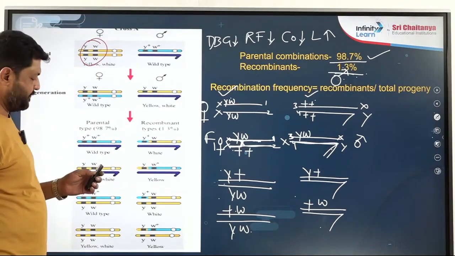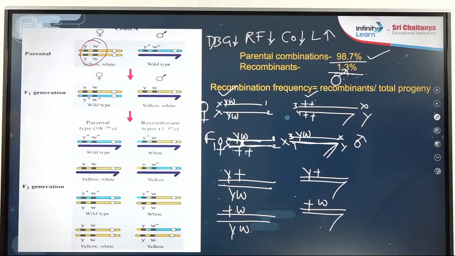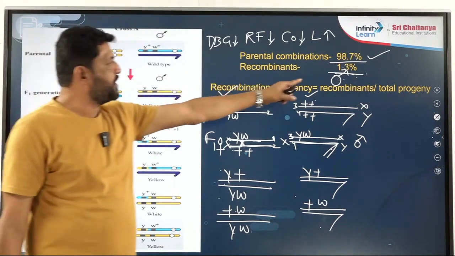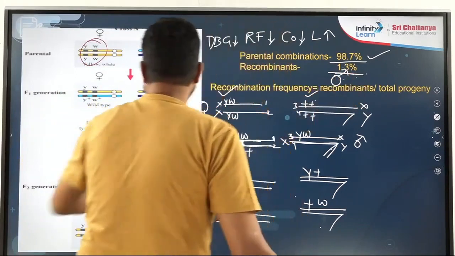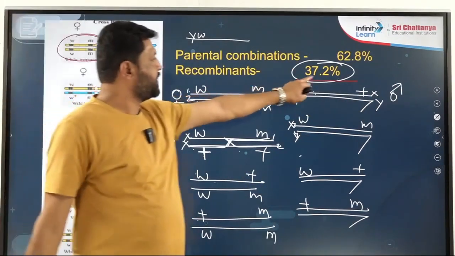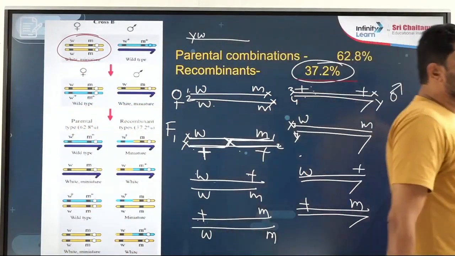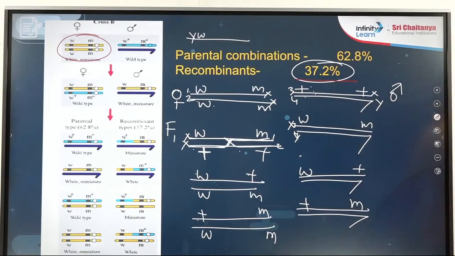Could you now understand cross A and cross B? What is the difference between them? In cross A, two genes are very close, so the distance between the two genes is less, and the recombination frequency is less. In cross B, the distance between two genes is more, so the recombination frequency is more. What you can generalize from here: if the distance between two genes is more, recombination frequency will also be more, and crossing over will be more.